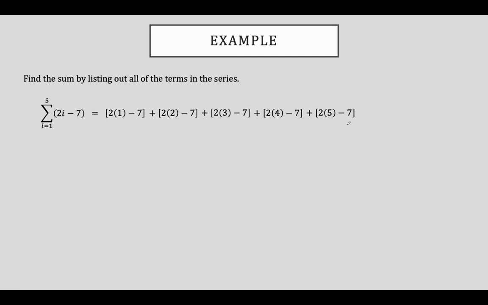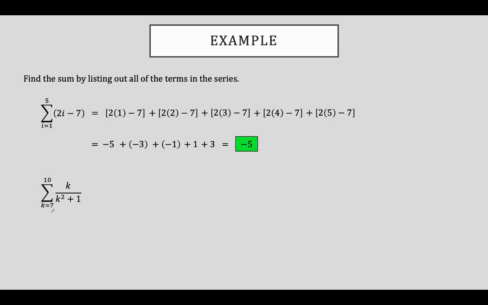And now all I have to do is simplify these. This gives me negative 5 plus negative 3 plus negative 1 plus 1 plus 3. And if we add all of those terms up, we end up with our final answer of negative 5. Let's take a look at another one.